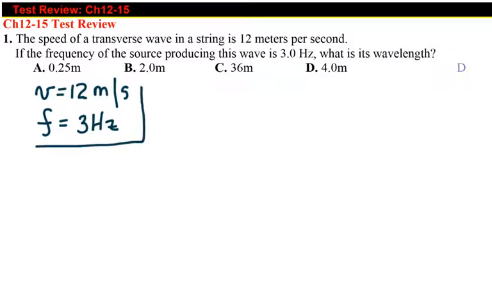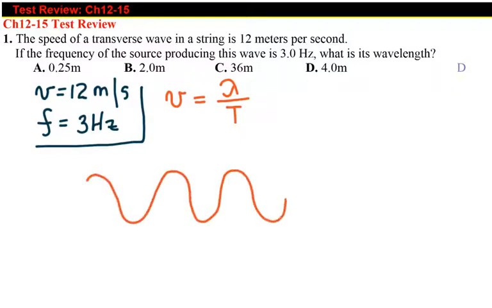And the formula that you learned in this section: the velocity of the wave is equal to the wavelength over the period. The wavelength is the distance between the crest and the crest, or the trough and the trough, or any points at the same position of the wave. So that would be this part.